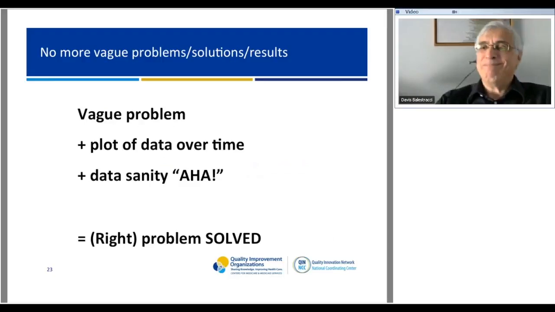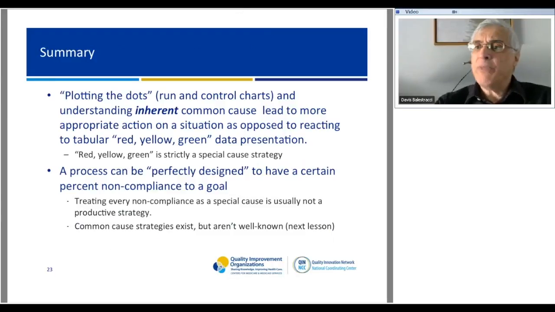So once again, I guess I'll call this my improvement equation. If you take a vague problem, plot some data over time, and have a data sanity aha, we're going to go a long way toward solving the right problem. So, as I hope these 3 lessons have told you, plotting the dots, and that's run and control charts, and then understanding the inherent common cause, what you're perfectly designed to get, whether you like it or not. But understanding this leads to more appropriate action on a situation as opposed to reacting to tabular red, yellow, green data presentation, which is strictly a special cause strategy.